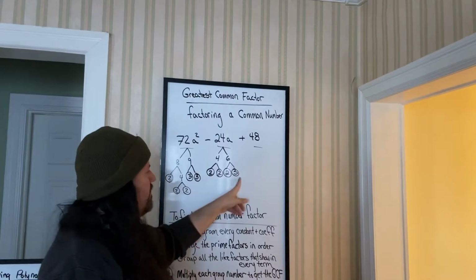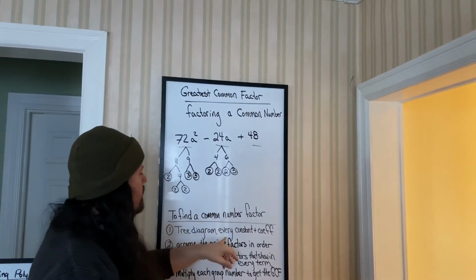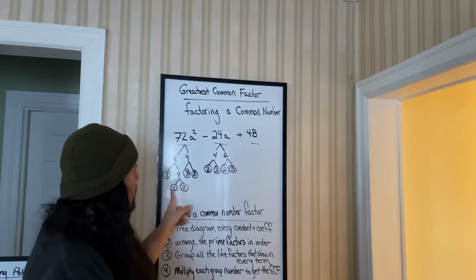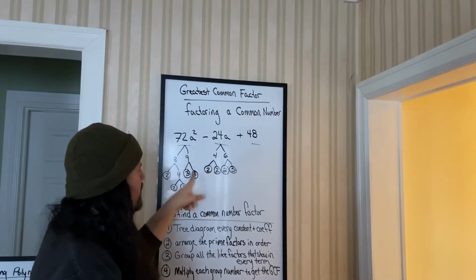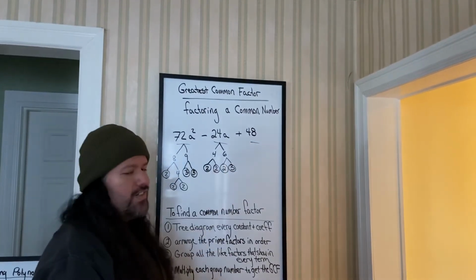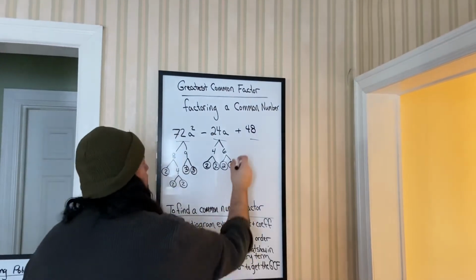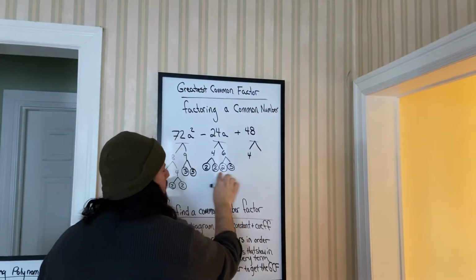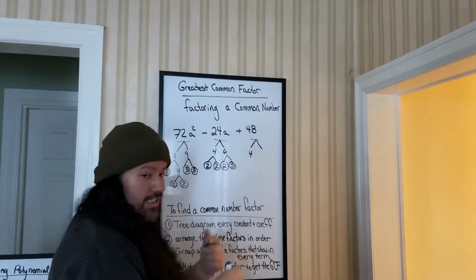And then these are prime numbers, so I'm done. We call this a tree diagram because you can see it starts looking like a Christmas tree with ornaments at the bottom and it starts branching off. Let's do 48. Again, it doesn't matter what you start off with, okay? We'll all have the same numbers down here, just maybe in a different order.